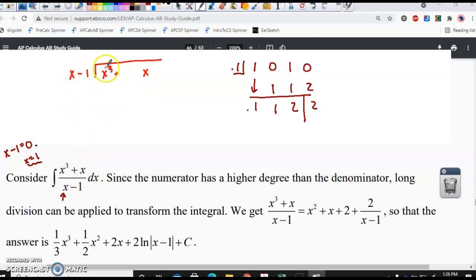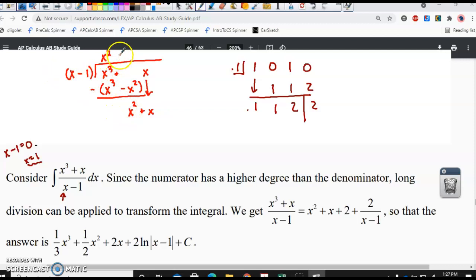So x times what gives me x cubed? Pause if you want, or mute me and try to do this yourself. Okay, so x squared, and if I multiply x squared through this, I get x cubed minus x squared. Now I'm going to subtract this whole thing, which makes that go away and makes this a positive x squared. Now I'm going to bring down my x. Notice I spaced these out so I didn't end up with things aligned that weren't the same exponent.